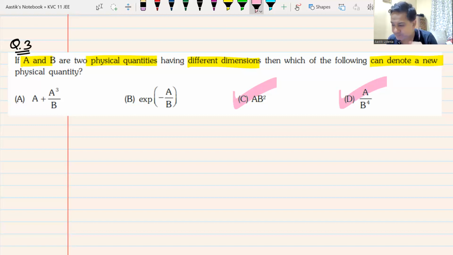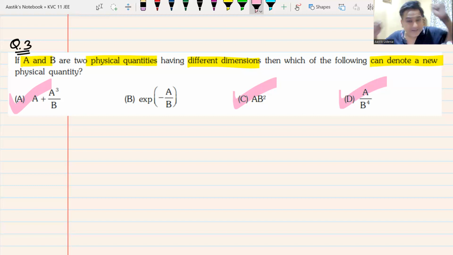Sir. Very simple example. A can be length. B can be volume. So L cube becomes volume. Volume by volume is dimensionless. So, are you getting my point, beta? A plus A cube by B, I cannot say with full confidence whether they will have same dimension or different dimension. So A plus A cube by B can have same dimension. Do we understand this? A and B are different, but A cube by B can be same as A.